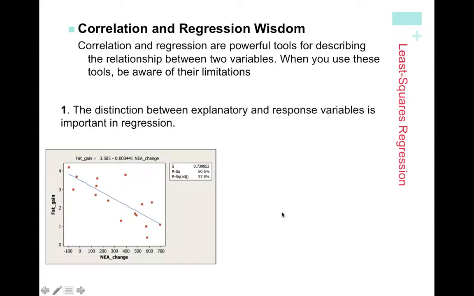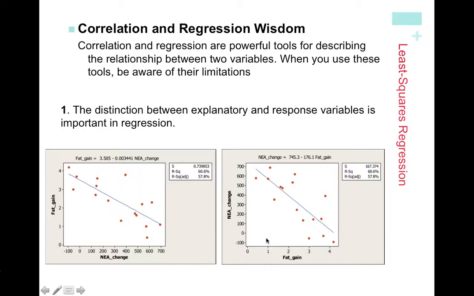The distinction between explanatory and response variables is important. Input and output does matter. You can see a plot for the non-exercise activity versus fat gain. We looked at that earlier in the section. That has a standard deviation of the residuals being 0.739 and the R squared is 60.6. If we interchange the X and the Y, interchange the explanatory and response, you see now that S, the standard deviation of the residuals, is 167.37. That's a significant difference.